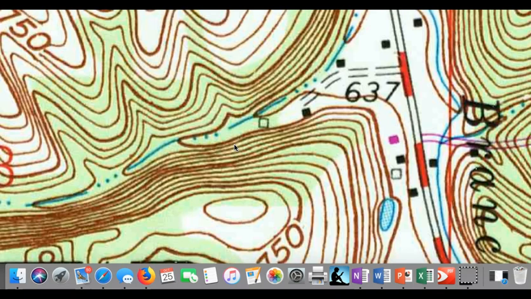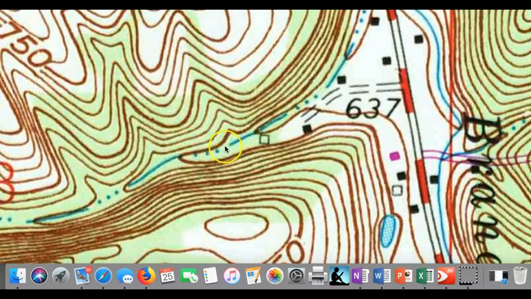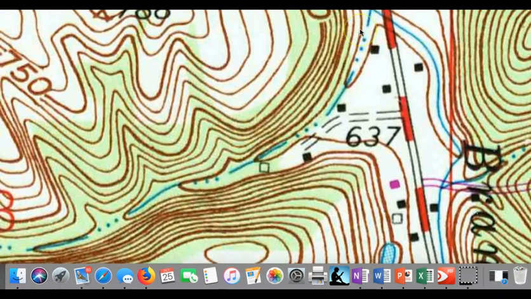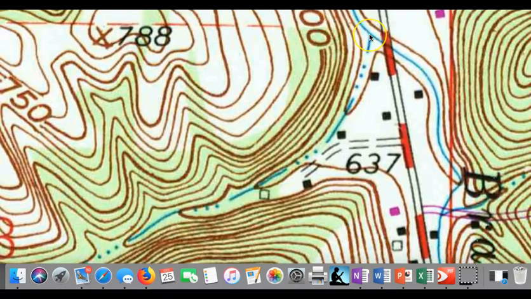Let's see if we can figure out which way this intermittent stream flows when it flows. And it's actually easy to tell. These little contour lines here that have this hook in them actually point uphill. So we know that this water flows this way and then joins this stream this way.